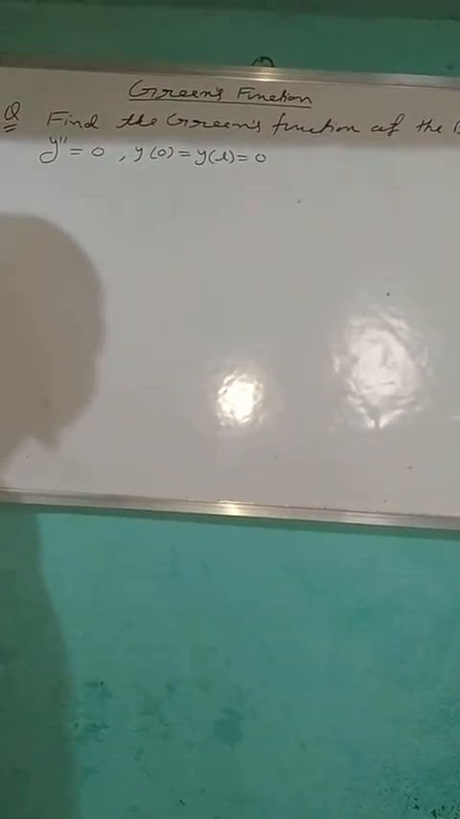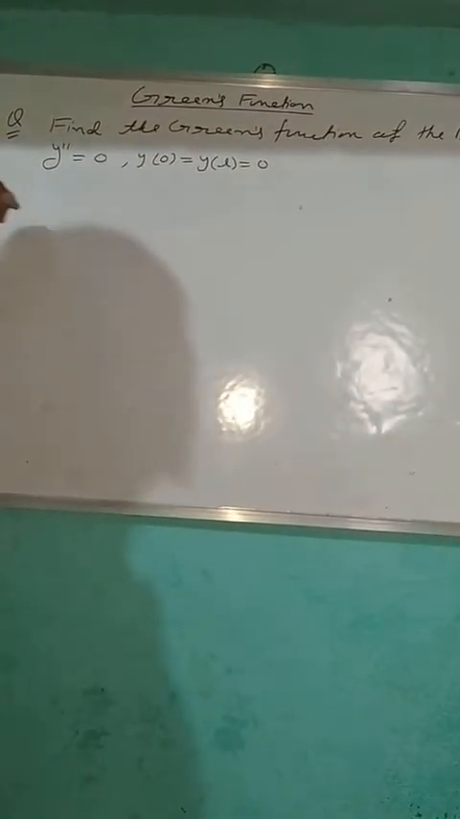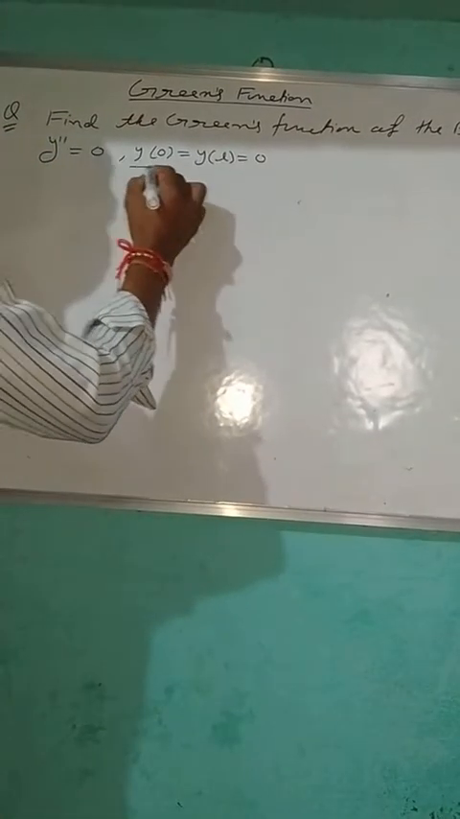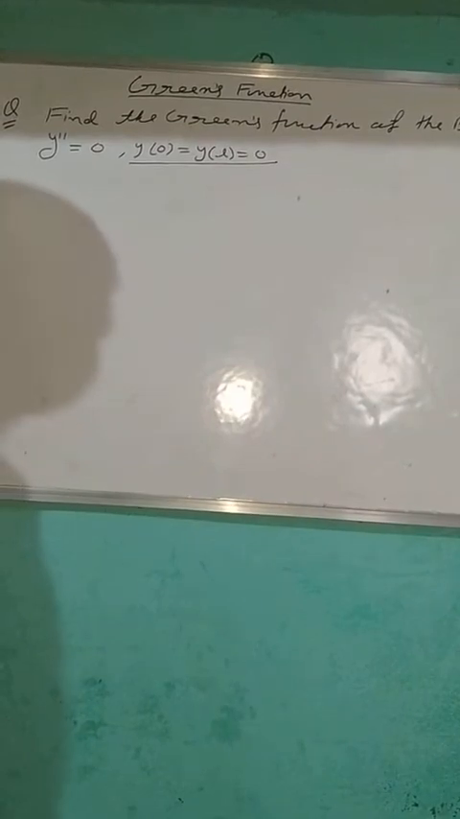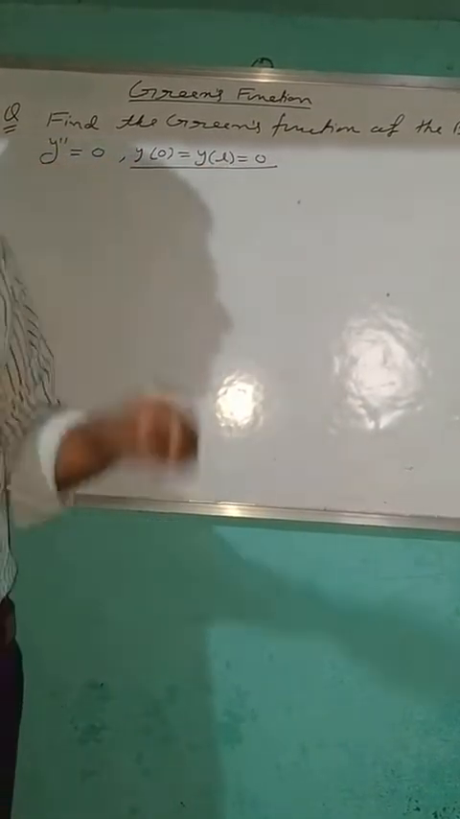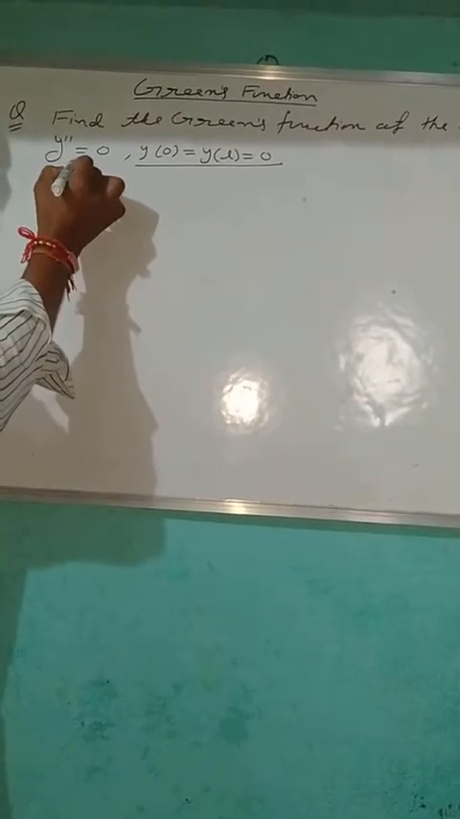Today we will solve a question of Green's function. The question is: find the Green function of the boundary value problem y'' = 0, with the boundary conditions y(0) = 0 and y(l) = 0. We have the boundary 0 to l. In this case, first we will solve the problem.